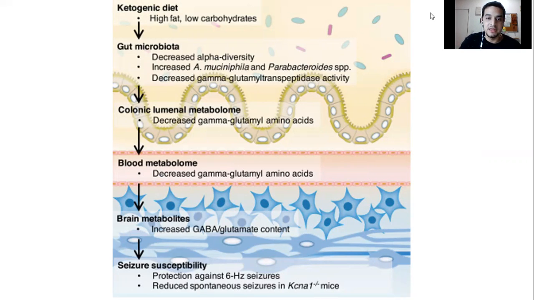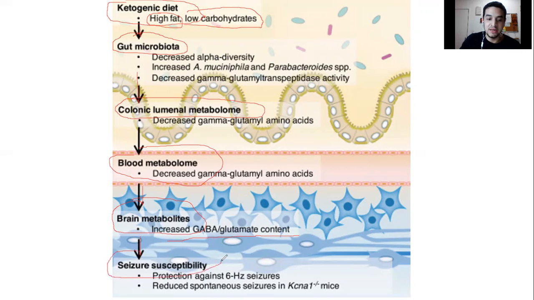This is the last image that I would like to show to you. And here we have a ketogenic diet with high fat and low carbohydrates. It will induce changes in the gut microbiota that will alter the colonic luminal metabolome, and to remember, the metabolome is the total quantity of metabolites in the bloodstream. Okay, and this quantity of metabolome will affect the brain metabolites, increasing levels of GABA and glutamate content. This will increase seizure susceptibility.